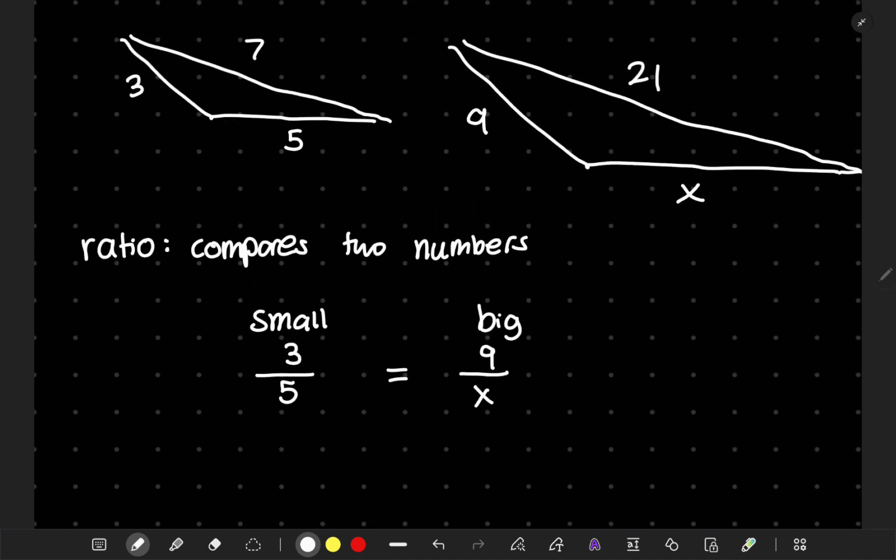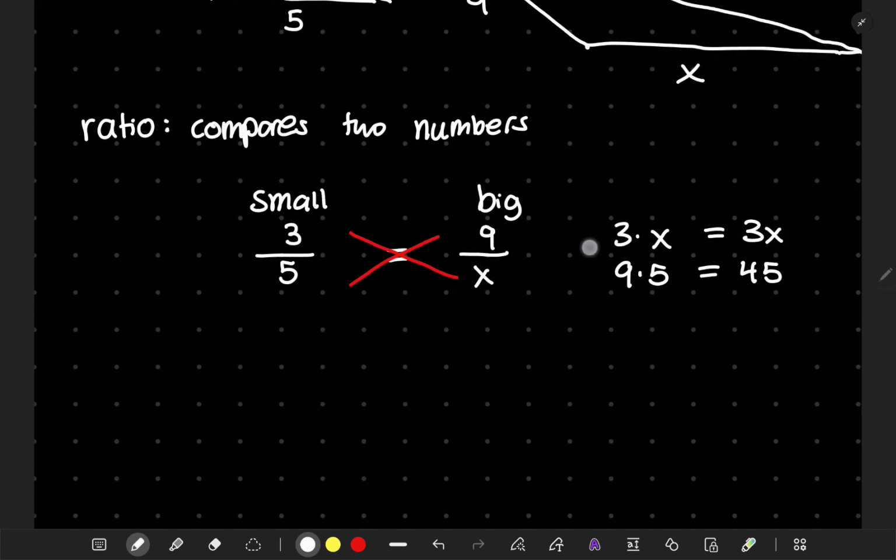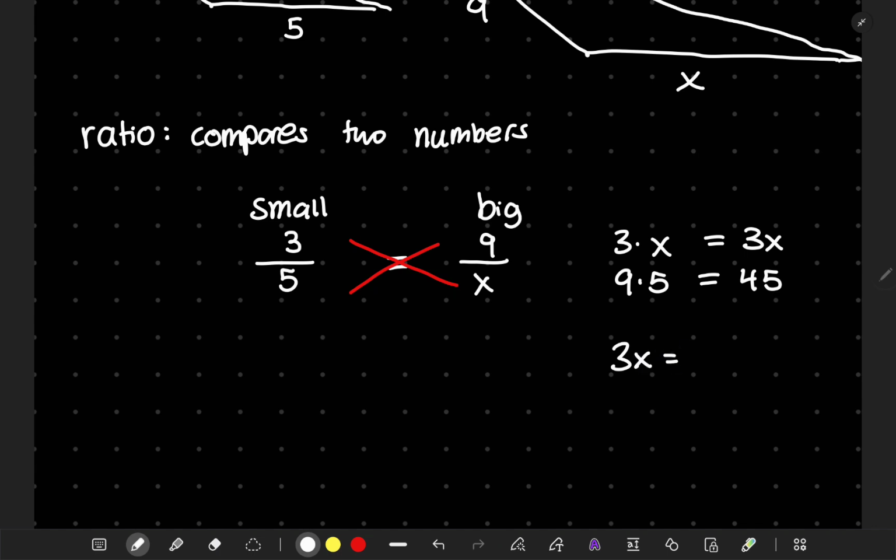One of the things that we can do once we have these two ratios is simply cross multiply. So here's how cross multiplication works. All I have to do is multiply 3 times x, and then 9 times 5. 9 times 5 gives me 45, while 3 times x gives me 3x. You make them equal to each other. So you say 3x equals 45, and you're trying to solve for x. I don't like that 3, so I'm going to divide both sides by 3. The 3's cancel out, leaving me with x equals 15.